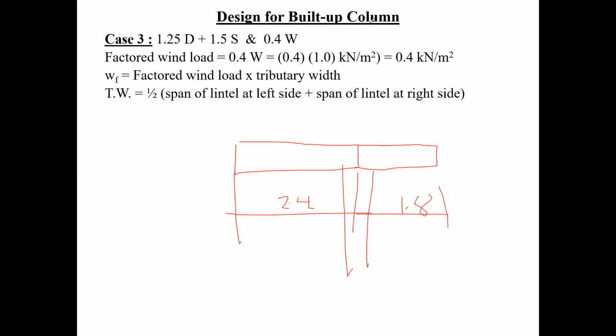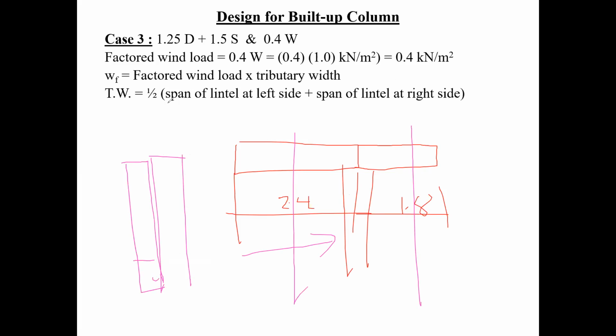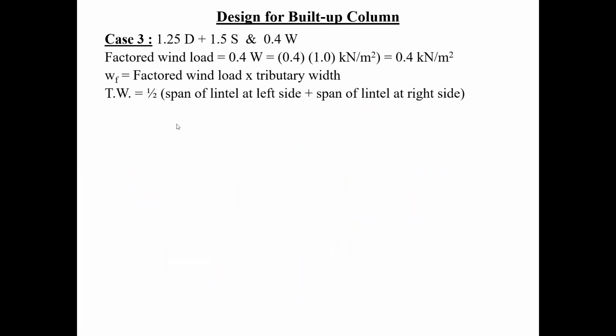this is the width of the wall acting on the column. So this is the column, and this is going to be the wind acting on the column. Therefore I take half the span on the left and half the span on the right, divided by 2, and that gives me my tributary width acting on this column. That gives me the WF acting on the column, so I can calculate my MF. So I end up with 2.1 meters.